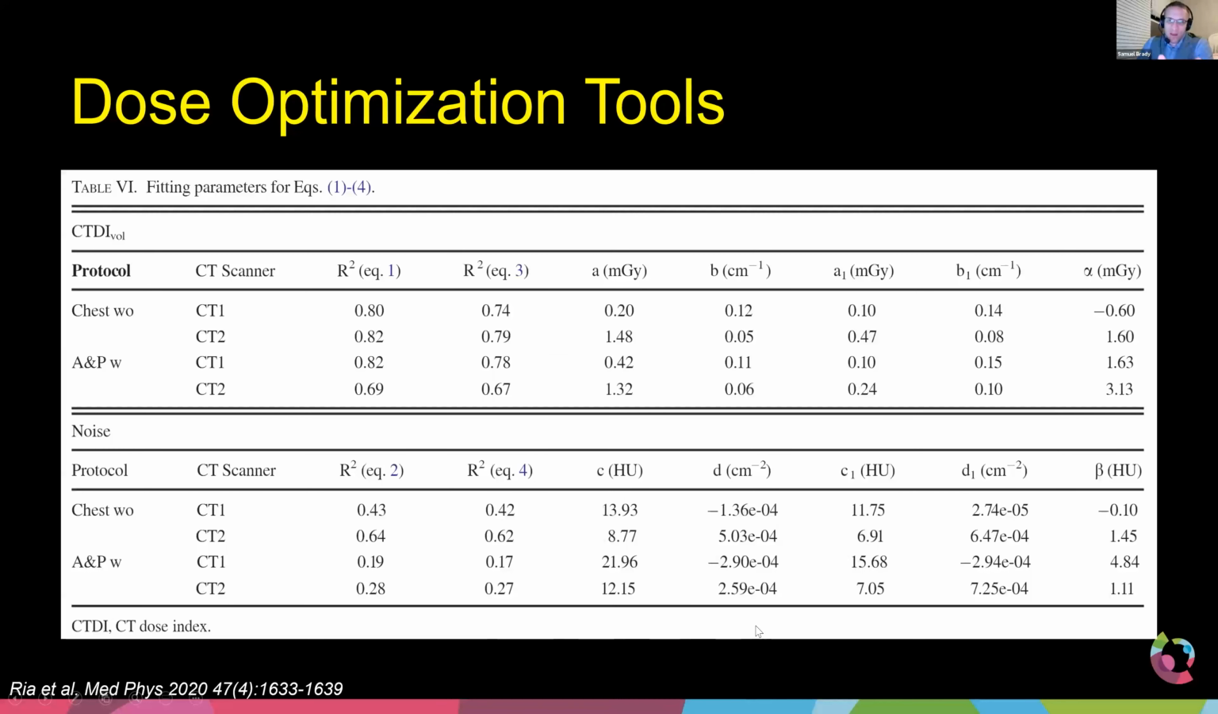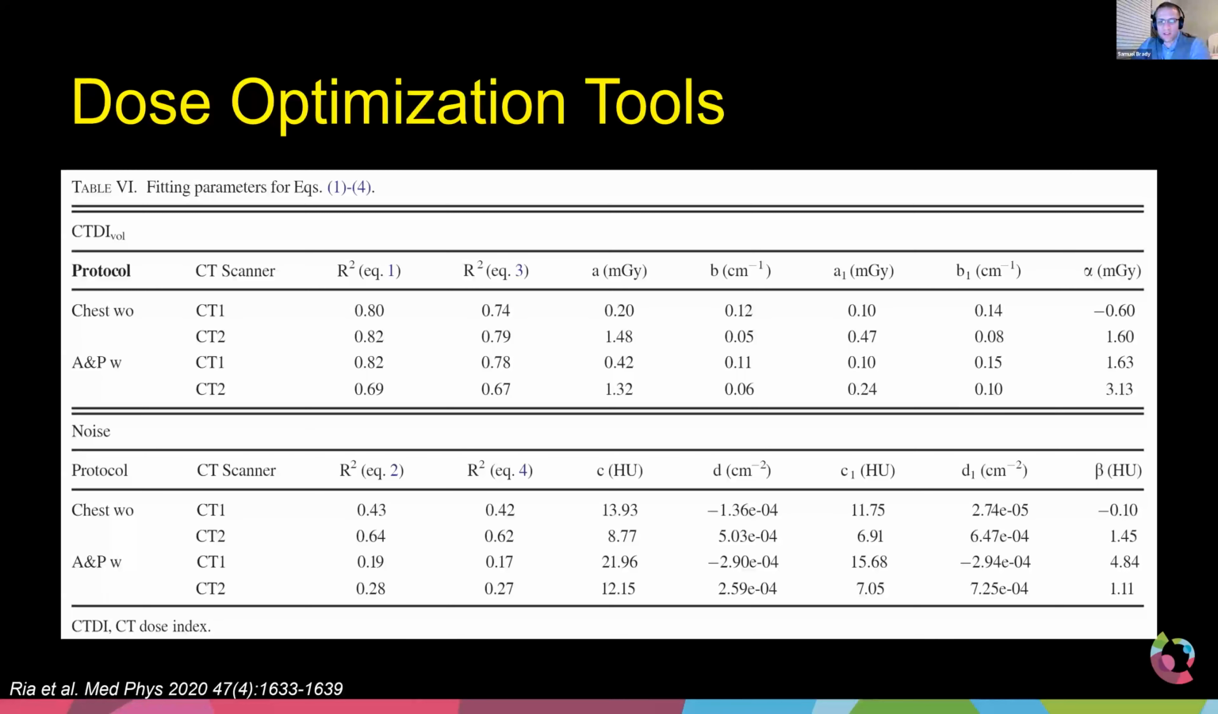So if you're using, for example, that phantom, I simply give you this table, as you see here on my screen, which comes from this publication. And here you can see the A1, B1, alpha, C1, D1, beta. So if you plug these values in, if you're doing, for example, a chest or abdomen pelvis with contrast, you can use these equations. They're generic values. You can see they established it for a couple of their scanners, but you can see how the numbers are for the most part the same. If you wanted, you could just average them together.